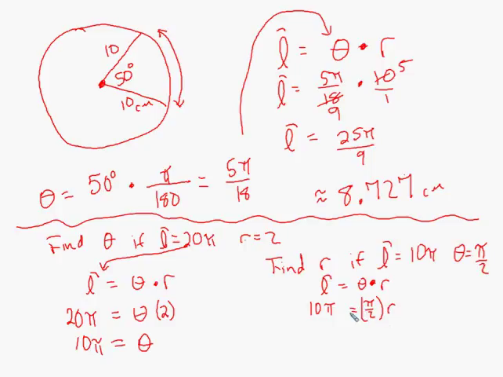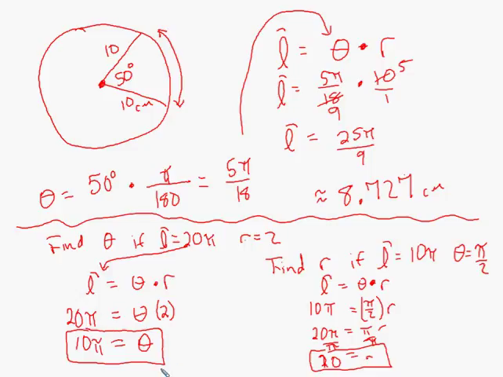Now I see fractions here. I should clear my fractions, so I multiply both sides by what number? 2. So I get 20 pi equals pi r. I divide by pi, and I get 20 is my radius. Okay? So you can use your formula to work backwards to any point.